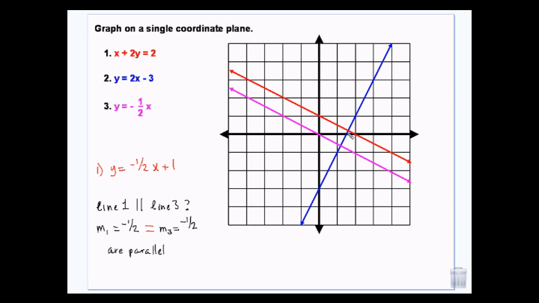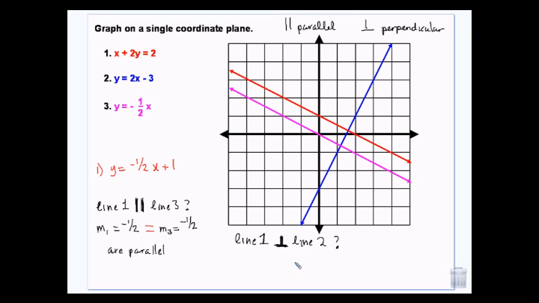Now if I look at these intersections, line 1 and line 2, does that look like a right angle? It could be, it's hard to tell. So is line 1 perpendicular to line 2? This is the symbol for perpendicular, and this is the symbol for parallel. That way you never have to write the words again.